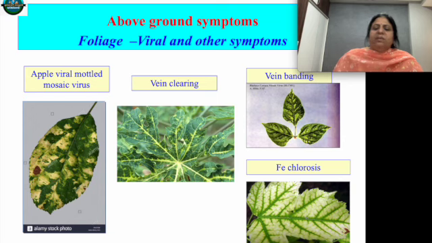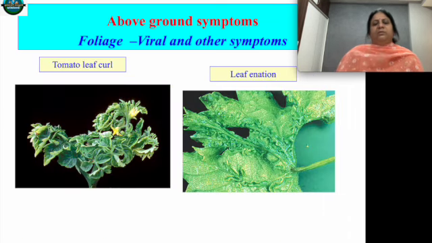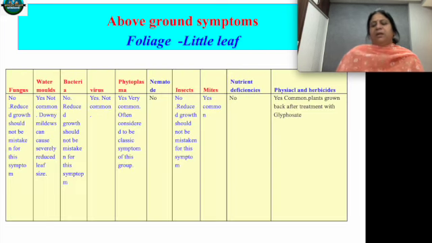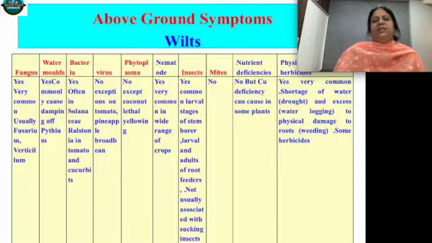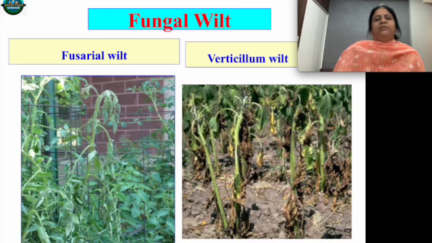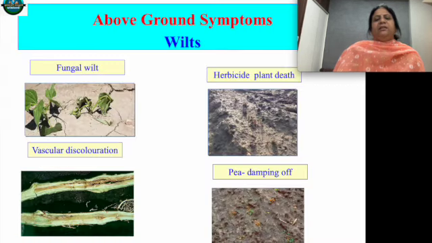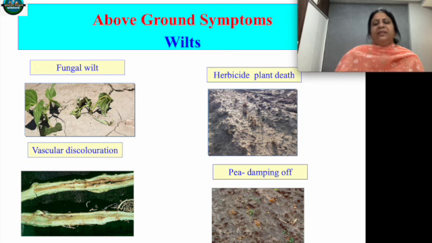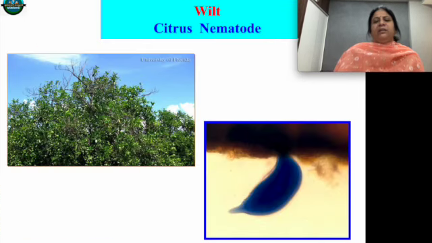The iron chlorosis is uniform. It is uniform occurrence. But other symptoms like mottled leaves, mosaic virus, vein clearing, vein banding, those are not that much uniform. So other symptoms you can see, tomato leaf curl, leaf inflation, little leaf of brinjal. You can see fusarium wilt, verticillium wilt, various wilts. We have seen a lot of these.